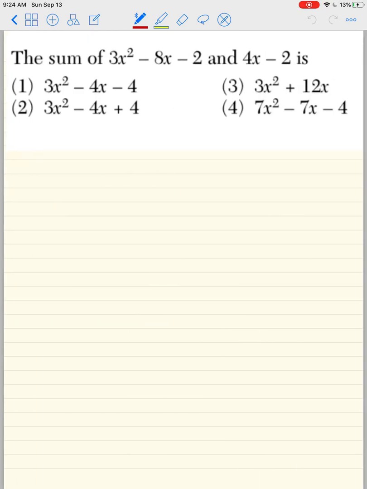So let's try this. This came from one of the New York State Regents exams. It says, the sum of 3x squared minus 8x minus 2 and 4x minus 2 is. Now what's really important is two things. One is the word sum. We all know that the word sum means to add. And second, the way I love to do this is I write the first expression, or the first polynomial, 3x squared minus 8x minus 2.